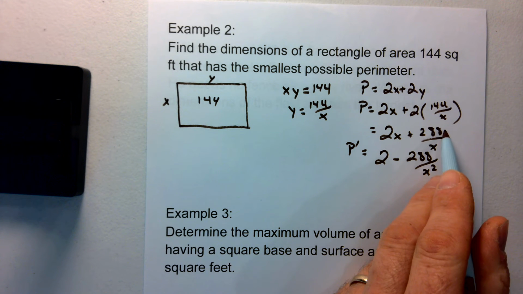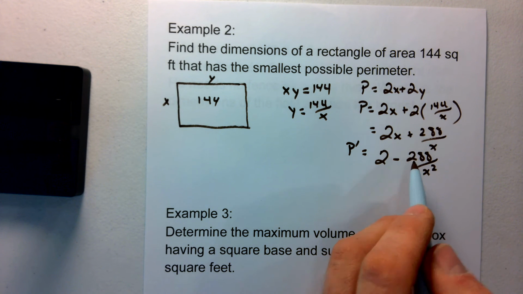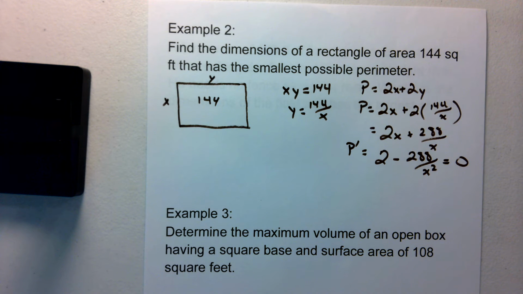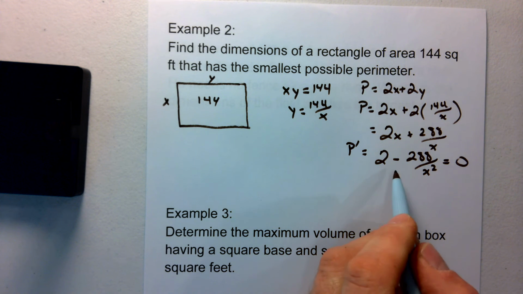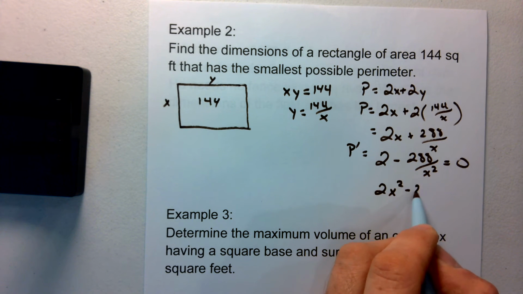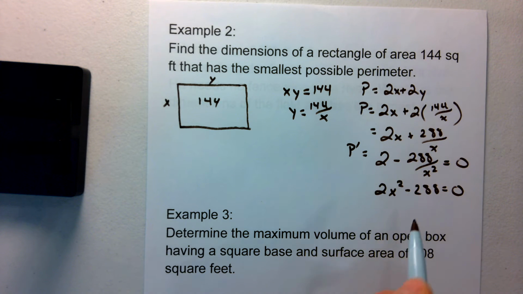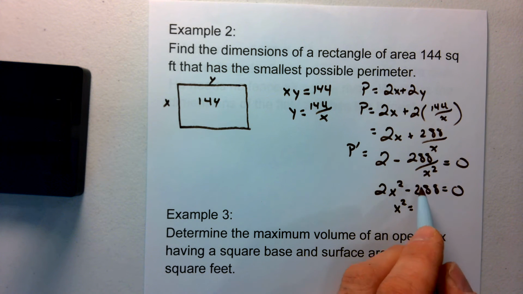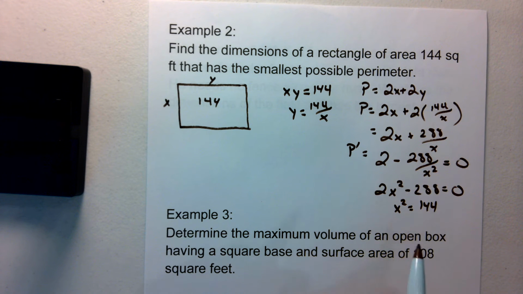Again, you can bring that x to the top as a negative exponent and do your power rule. Go ahead and set it equal to 0 to find our critical points. I'm going to find a common denominator, which is 2x squared minus 288 gives me 0. Go ahead and solve for x. So x squared is going to equal 144, or x is going to equal 12.